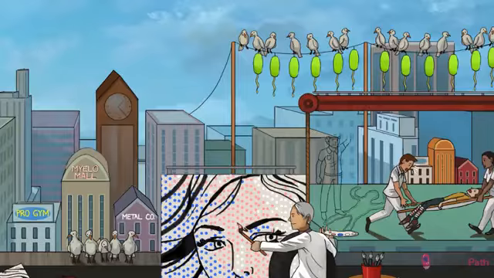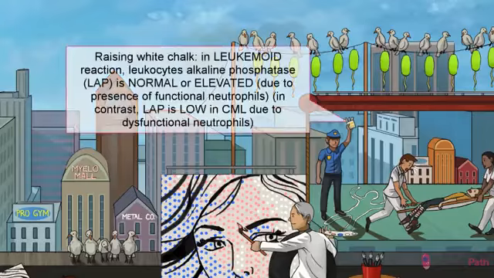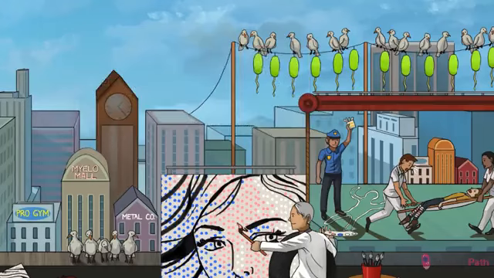The way to tell CML and leukemoid apart? Well, functional neutrophils produce an enzyme called leukocyte alkaline phosphatase, represented here by the ALK-Phos chalk. In the event of a leukemoid reaction, expect to see normal or elevated leukocyte alkaline phosphatase activity. In CML, this enzyme is low because the neutrophils created by CML bone marrow are abnormal and non-functional.